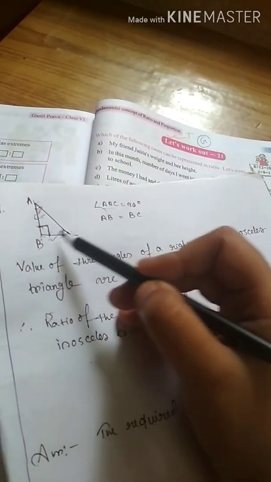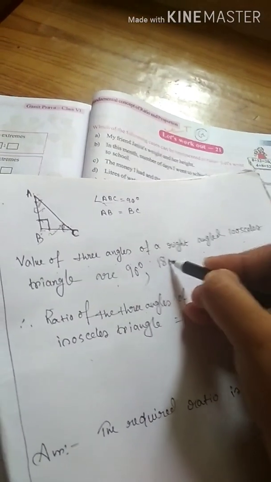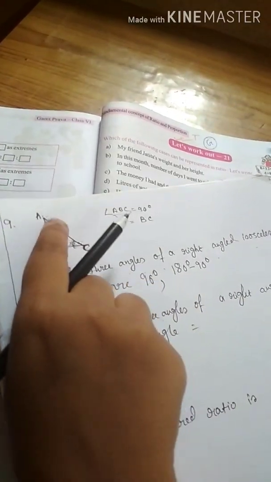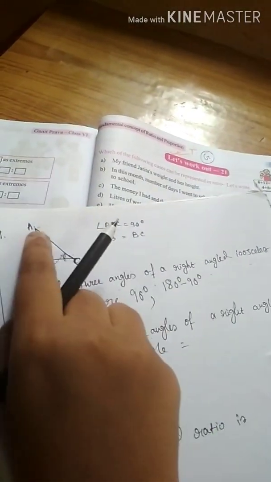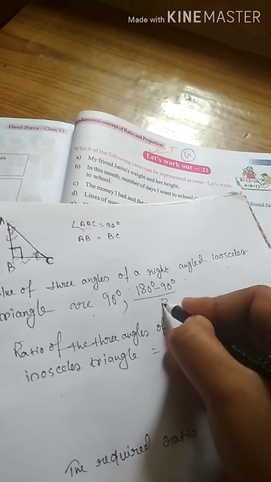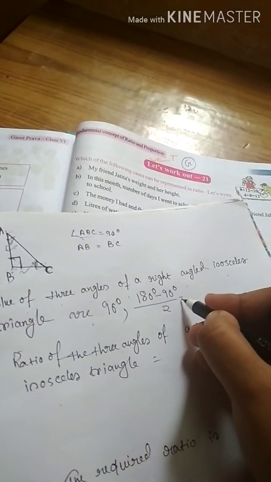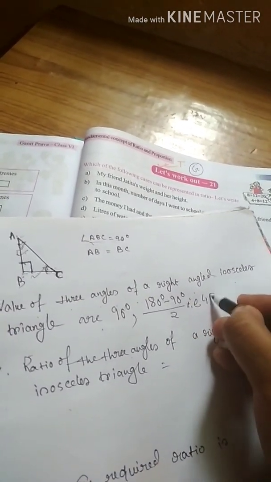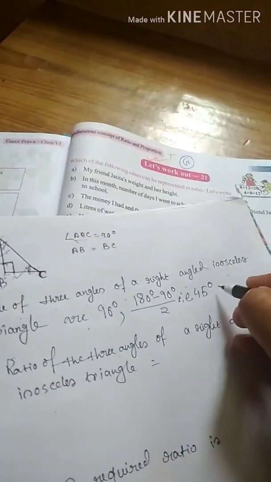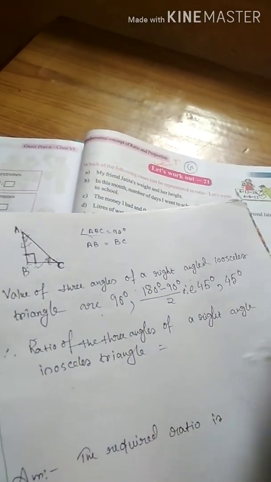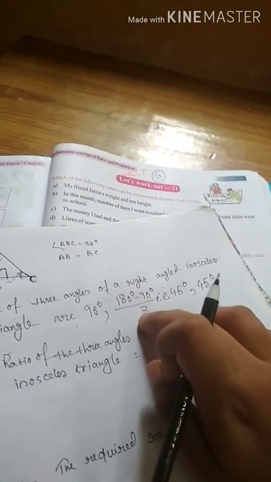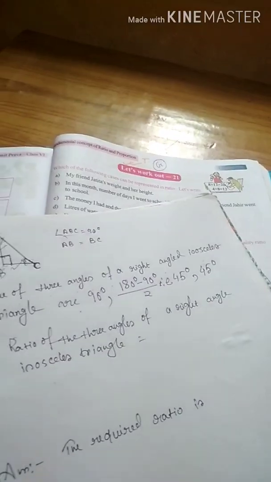The sum of the three angles of a triangle is 180 degrees. 90 degrees I have already taken. So the sum of these two angles is 90 degrees, and half of that, divided by 2, equals how much? That is 90 degrees divided by 2, 45 degrees. If one is 45 degrees, the other will also be 45 degrees. If you know these values, that the three are 90 degrees, 45 degrees, 45 degrees, then there is no need of showing this part. You can directly write the values 90, 45, 45 degrees.